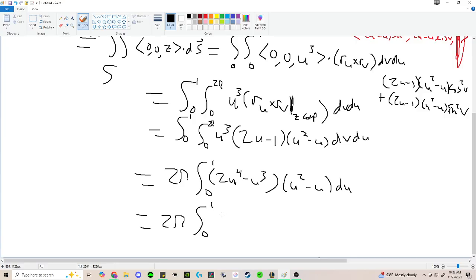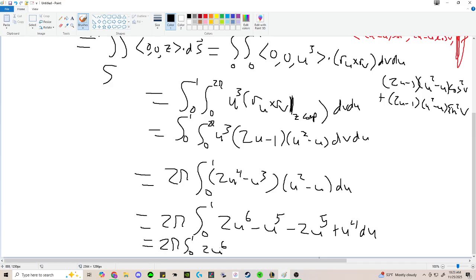Let's see what we got. We've got 2u to the 6th minus u to the 5th minus 2u to the 5th plus u to the 4th du. You combine these, so this will be 2 pi, 0 to 1, 2u to the 6th minus 3u to the 5th plus u to the 4th du. And then you do all your fraction stuff.